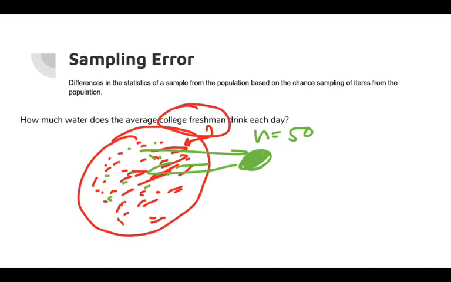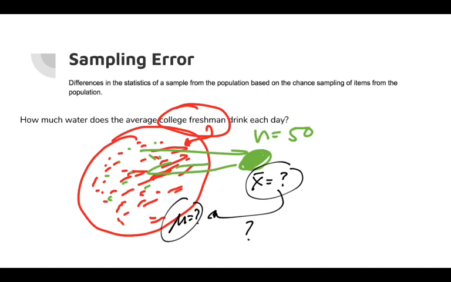So the question is, if I take an average of this sample, right, equals some number, how closely does this match the average of the population, right? The likelihood of them being the exact same number is pretty small. There's going to be a little bit of variance, right? But based on how much difference there is, that's what sampling error is. There's always going to be some, right?